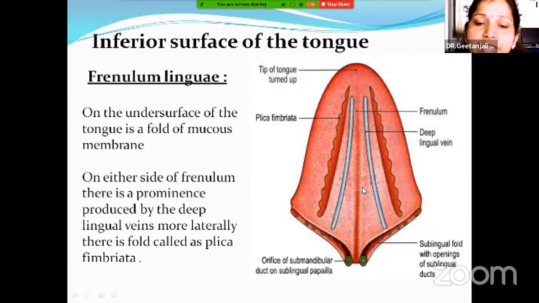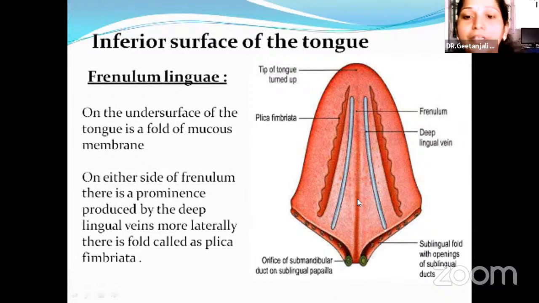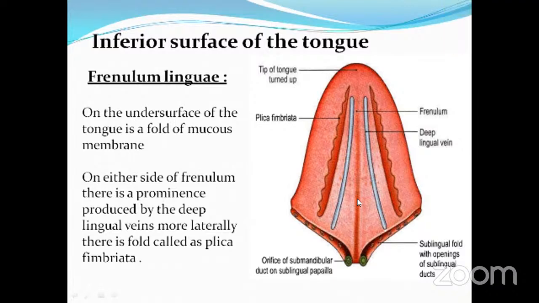If you want to see your inferior surface of the tongue after completing my lecture, go in front of a mirror, open your mouth, tilt or roll your tongue and see the frenulum linguae. It connects the inferior surface of the tongue to the floor of the mouth. So the inferior surface of the tongue consists of three important parts: frenulum linguae, deep lingual vein, and plica fimbriata.